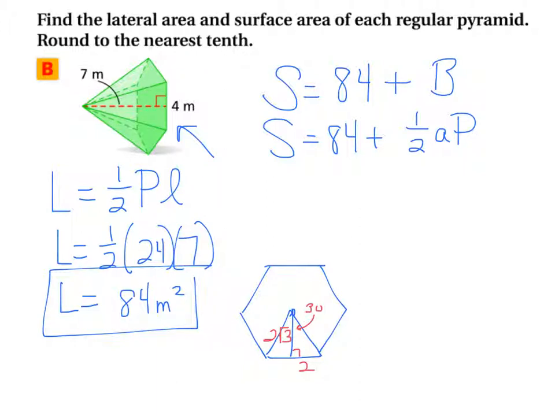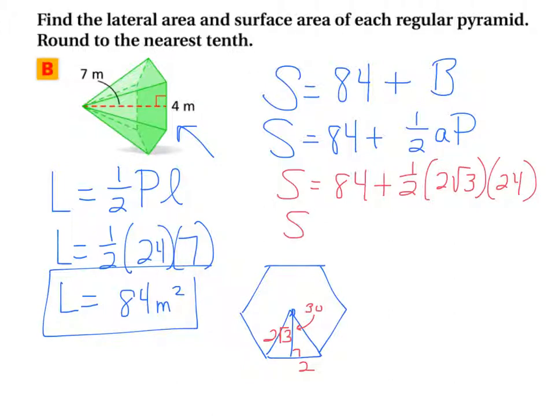Now, if you don't know that, then you don't know your rules for a 30, 60, 90 degree triangle. Remember, the long leg is the short leg multiplied by √3. So in this problem, we'd have surface area equals 84 plus 1/2 the apothem, which is 2√3, multiplied by the perimeter, which is 24. So we'd have 84 plus 24√3.